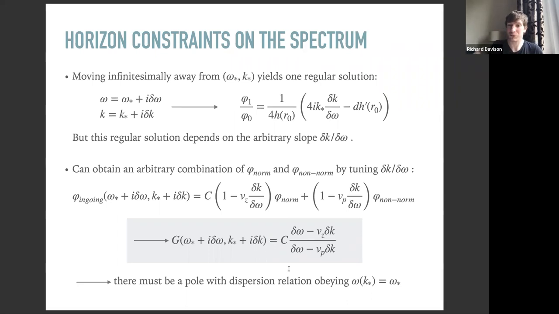And what you can see from this form is that this point in Fourier space corresponds to where there is a pole in the Green's function, written on the bottom here, intersecting with a zero of the Green's function, written on the top. Therefore the conclusion is that at these points where there is no unique ingoing solution, we have to have a pole whose dispersion relation passes through them.